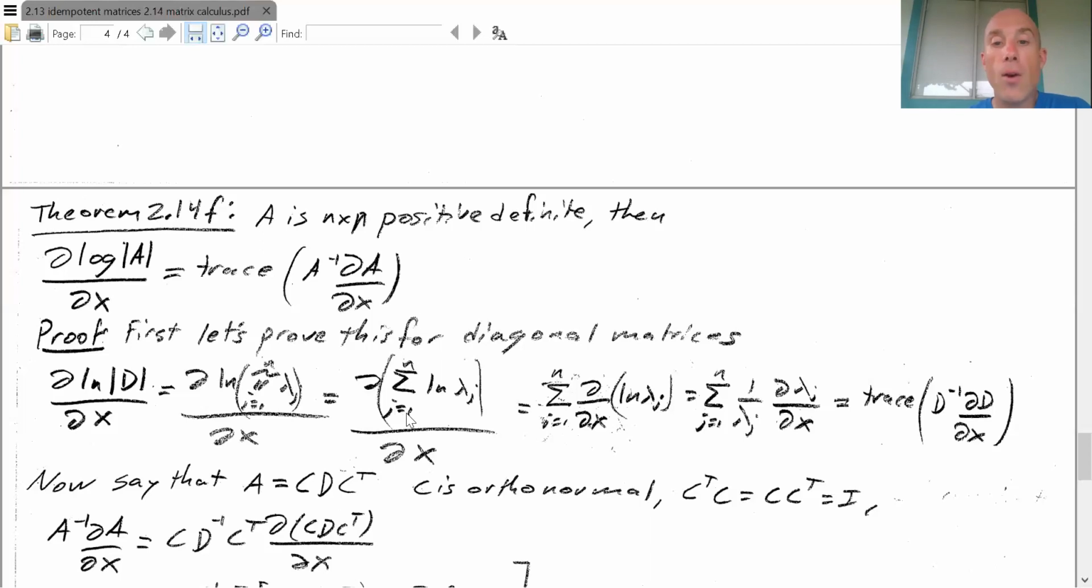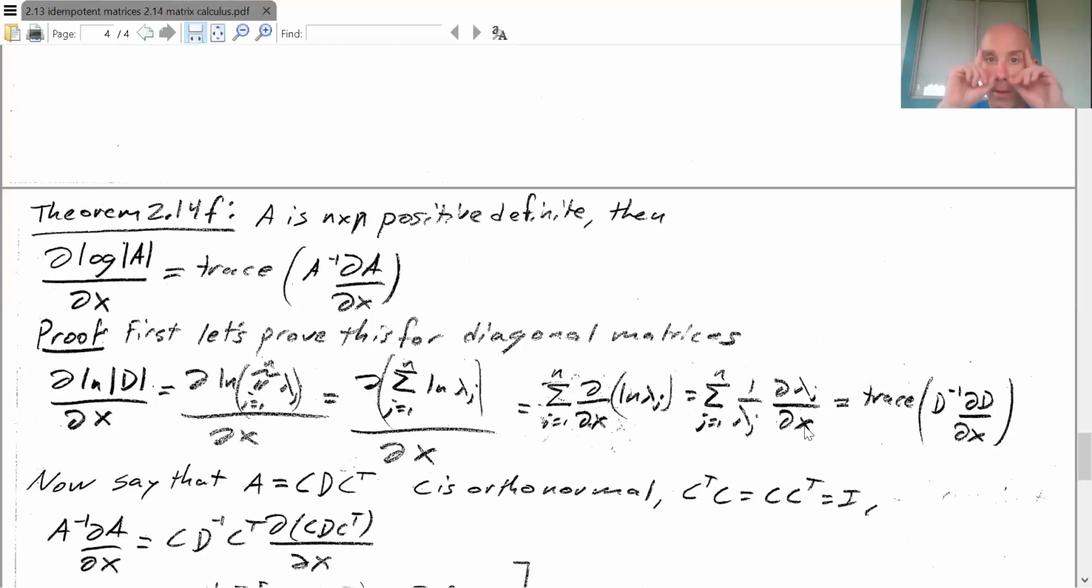All right, so now I can go through and I see that I have a derivative of a sum. Well, that's the same as the sum of derivatives. Okay, so now I just take the derivative of lambda with respect to X. Well, I know I'm going to use the chain rule. The chain rule is going to be 1 over lambda, and then the derivative of lambda with respect to X.